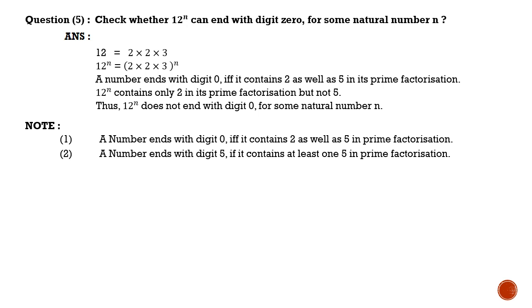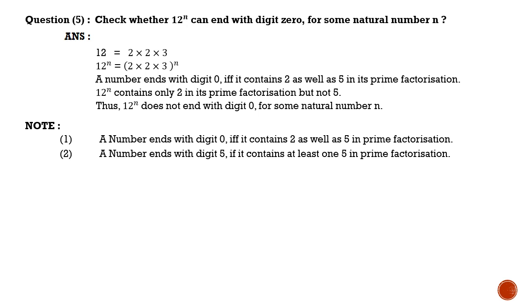If 2 is present there, then what will happen? Then that number will end with digit 0. It will never end with digit 5. Getting it? So if a number has to end with digit 5, then it should contain at least one 5 and it should not contain 2 in it.